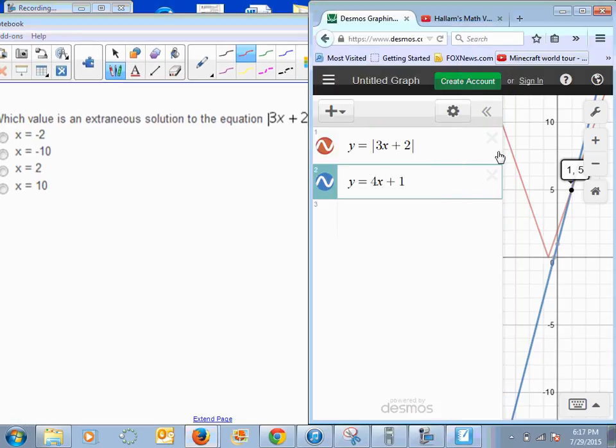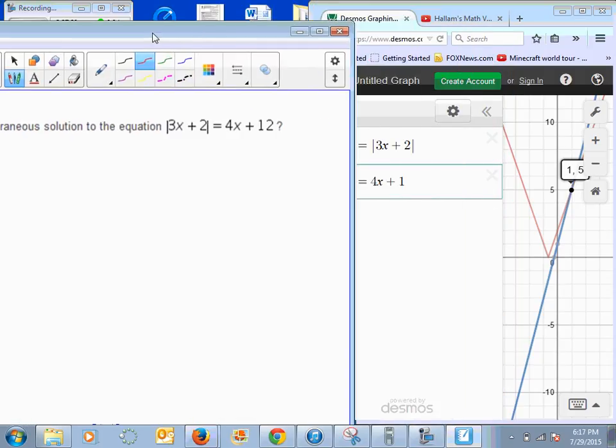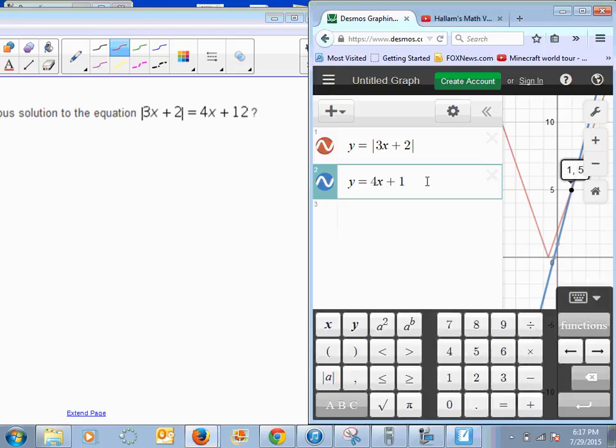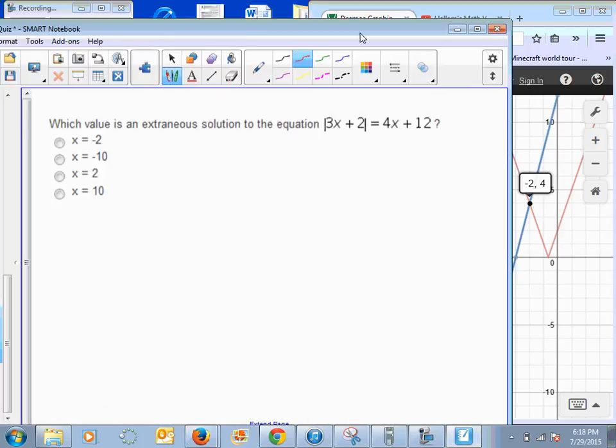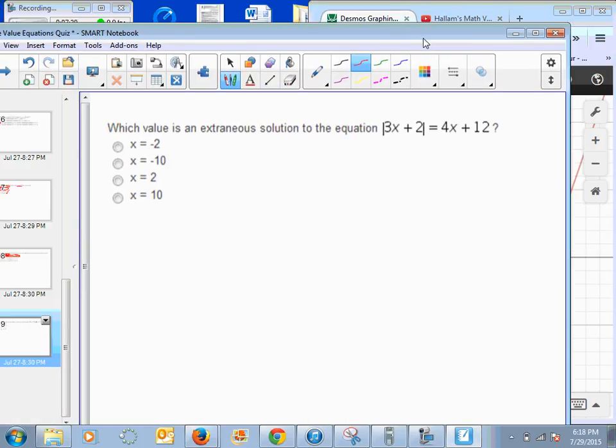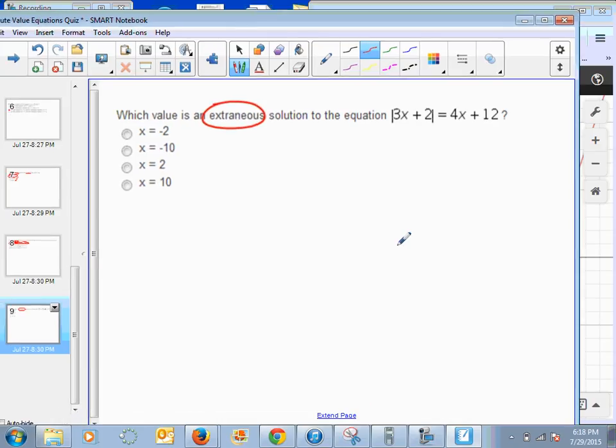Let me make sure I type this in right. Absolute value 3x plus 2. Oh, helps if I do it right. 4x plus 12. Sorry. Okay. So right there, there's your one solution, because you see where the red and the blue hit each other. So you have a valid solution at x equals -2. So then you have this thing called an extraneous solution. That means it's a solution that's not true. Now, -2 is not extraneous. -2 is the valid solution. But any of these other ones might be extraneous.